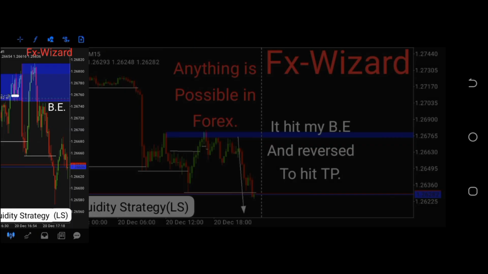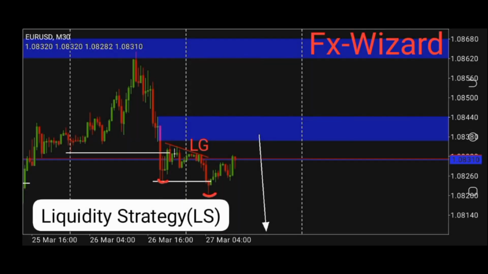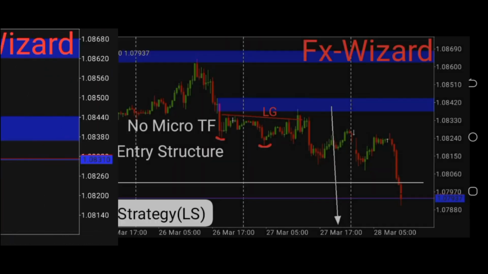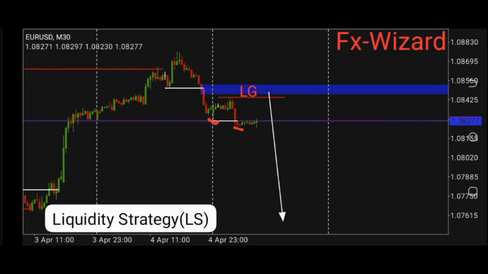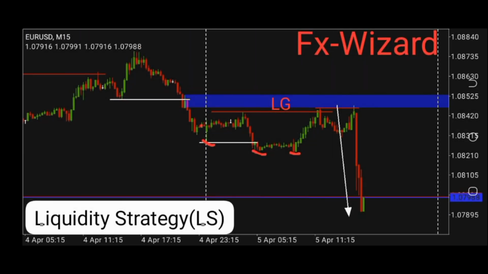I'm already at BE, and the market traded up to take me out from the BE and then continued to hit my TP. That's good. Then we have another loss of strength. We have the strength recovery. Look at it. We have loss of strength, as you can see. Then we have strength recovery. Look at it, strength recovery.